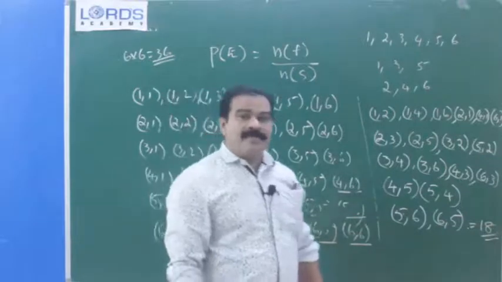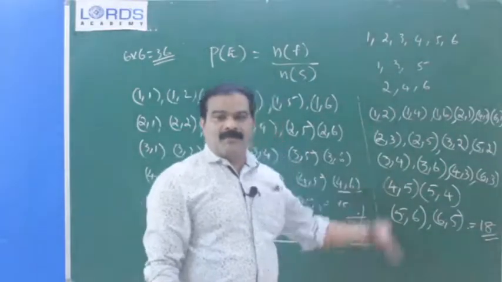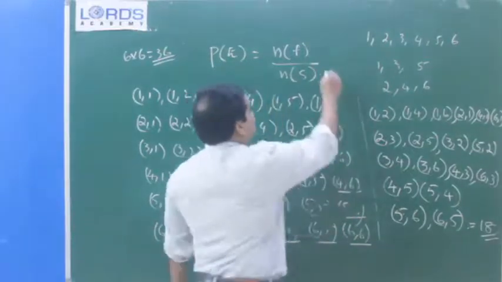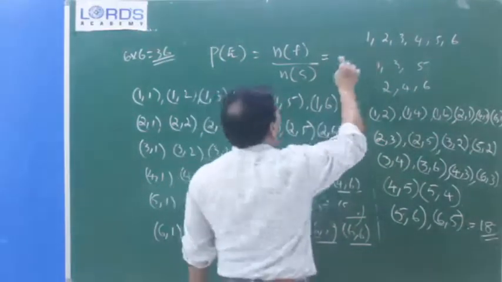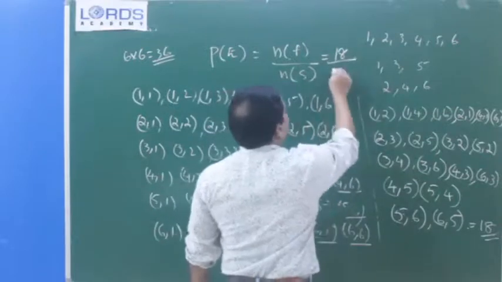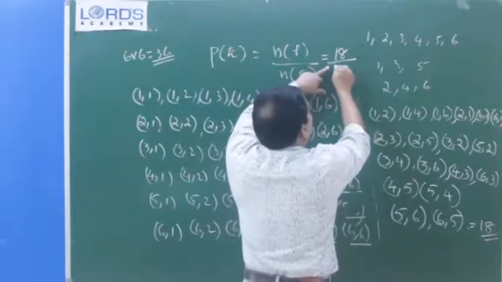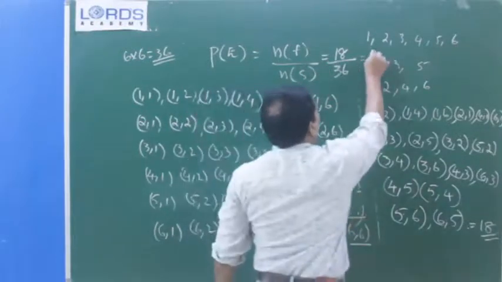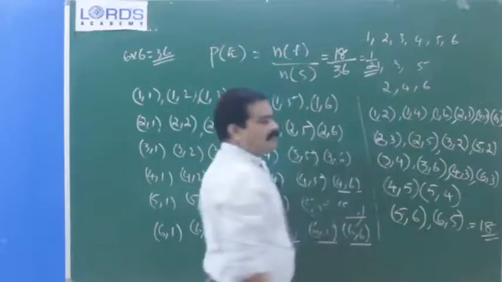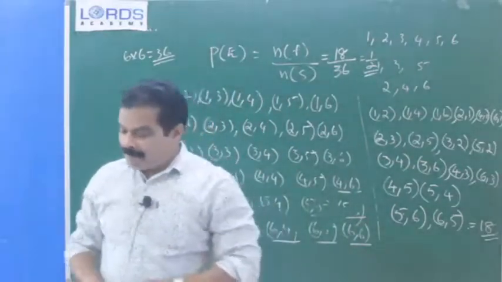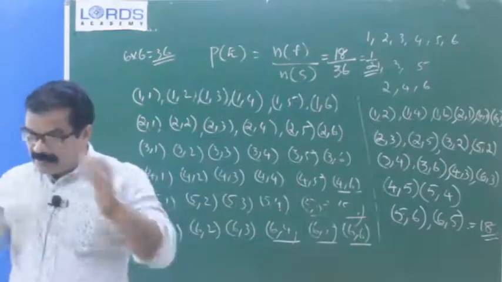Then what will be the probability of getting this required event? That is equal to the number of favorable cases, 18, by the number of possible cases, 36 possible outcomes. This is equal to 1 by 2. I think all of you understood this point. You write it, all of you.